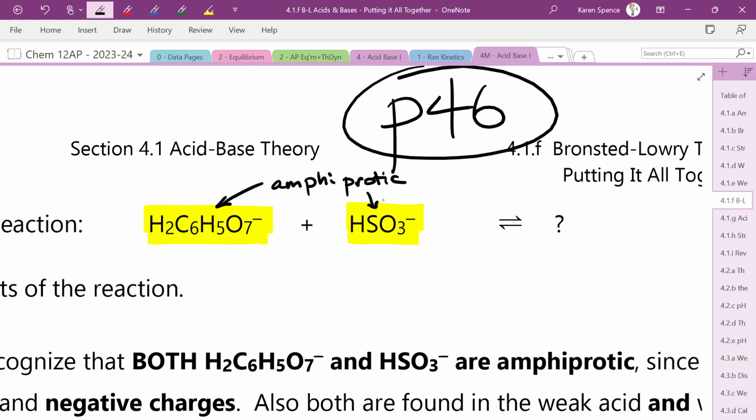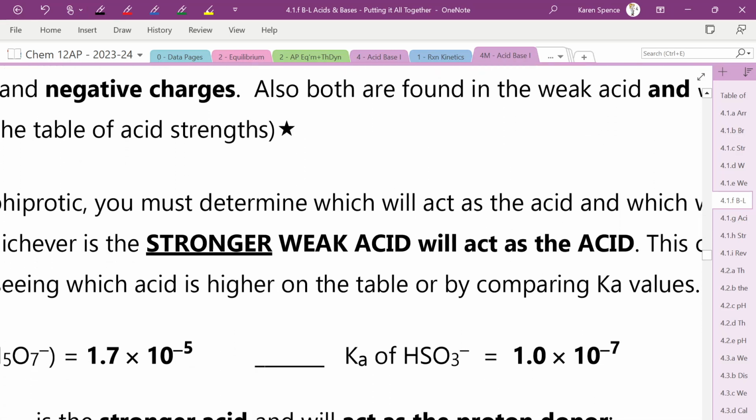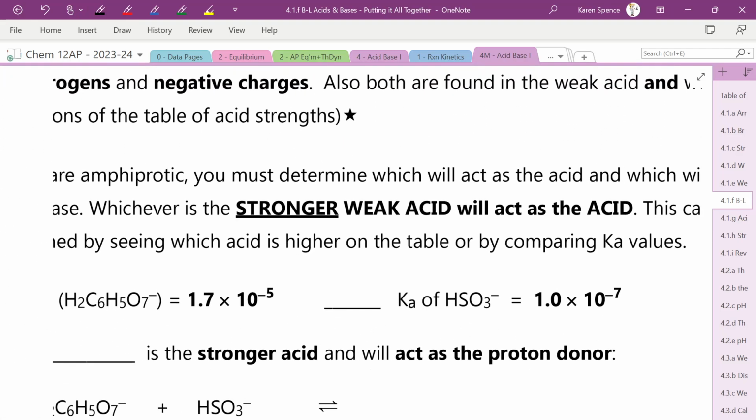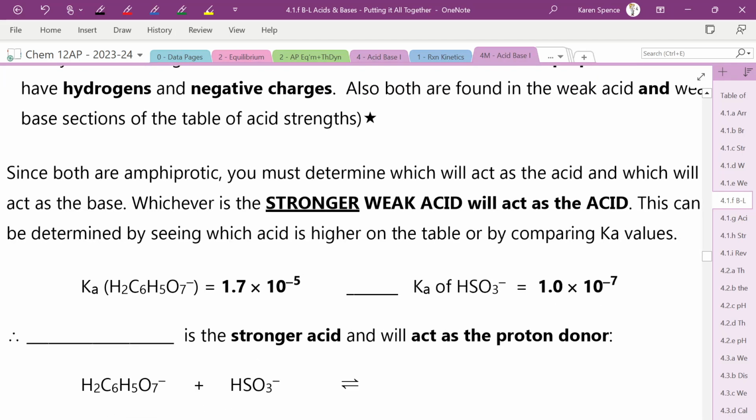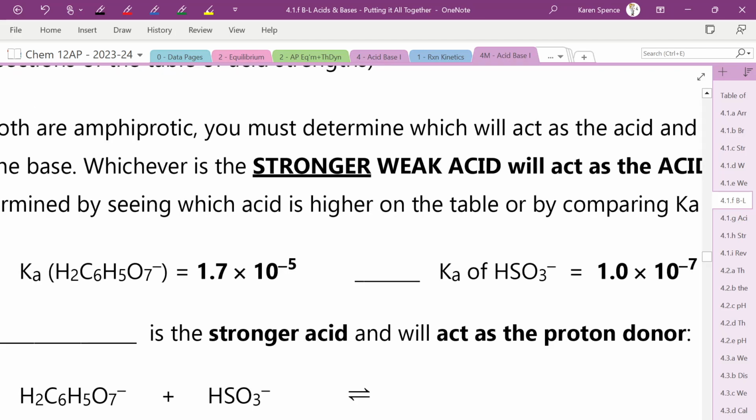And how do you find that out? You look at the Ka value. And if we're really lucky, I probably have them here. Oh, look, I do. Okay, so we have the Ka. The Ka of the big long one, H2C6H5O7 minus, is 10 to the negative 5. And the Ka of HSO3 minus is 10 to the negative 7. Which one is larger?